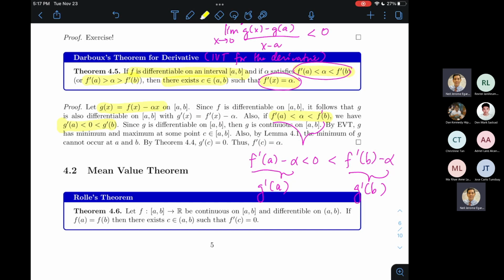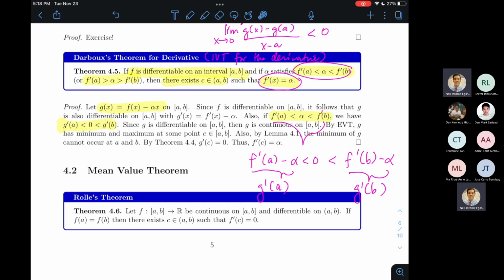But before we apply lemma 4.1, let's make the following observations. Kung si G ay differentiable sa closed interval AB, then we know that G is automatically continuous on AB. Dahil si G ay continuous sa isang compact set by EVT or by Weierstrass's theorem, okay, si G ay merong maximum at minimum point sa isang number dun sa closed interval AB o dun sa compact set na AB. Alright? So meron nag-exist na maximum at saka minimum value.